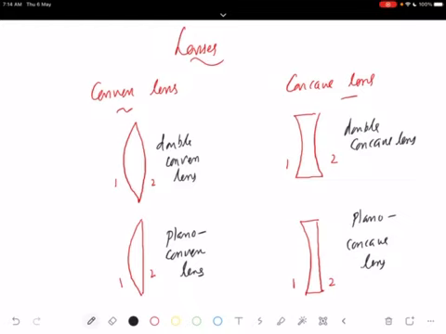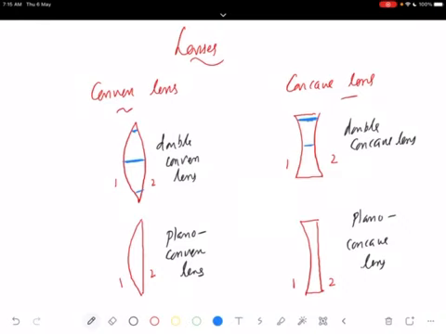Now the other speciality here: in the case of a convex lens, you can see that it is thicker at the middle region than at the edges. And in the case of a concave lens, you can see that it is thicker at the edges than at the middle. So this is the way you can touch and recognize them. Convex lens is thicker at the middle than at the edges. In the case of concave lens, it is thicker at the edges than at the middle. So this is another way you can recognize.